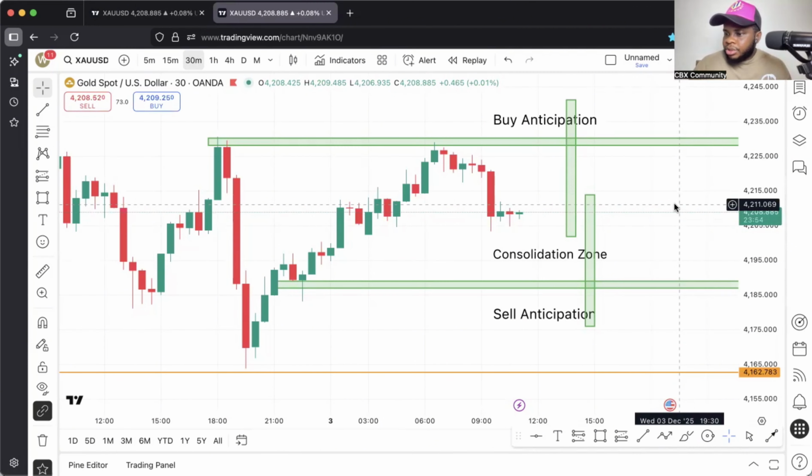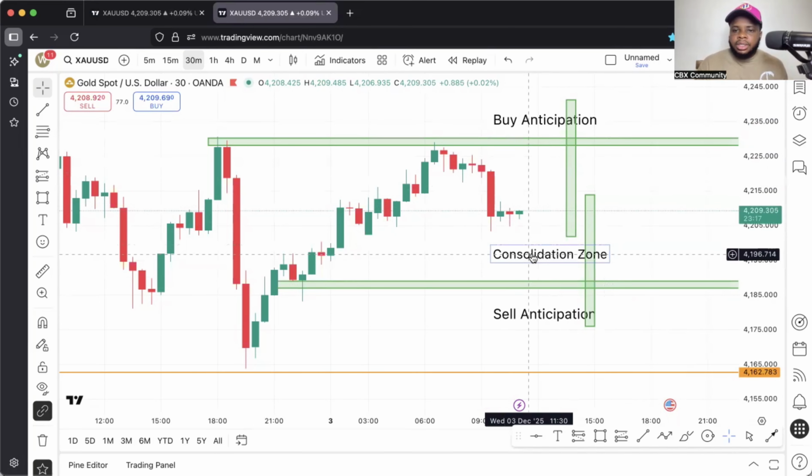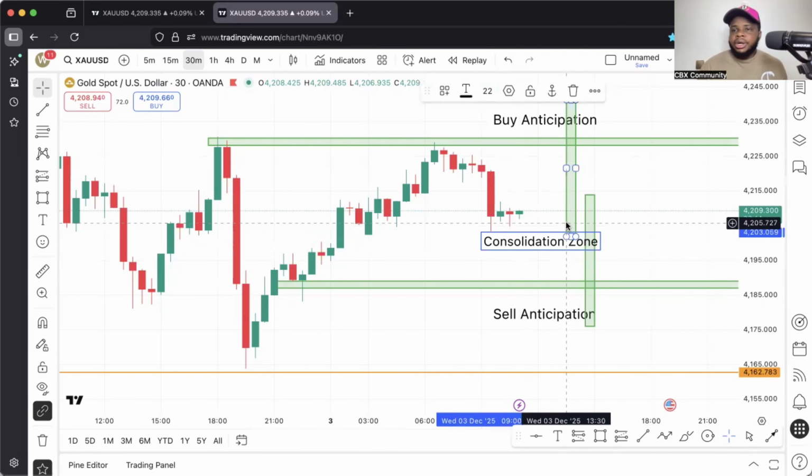So if you guys have a question, or if you have anything you don't understand, you can send your message and I will get back to you guys. So let's just be patient. We don't need to do anything since we are anticipating the break of our resistance zone and the break of our support zone. This zone is being considered as a consolidation zone, and this is the beginning of London Open.